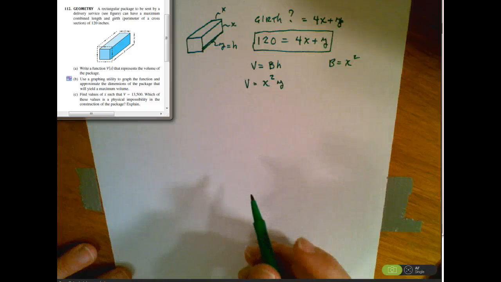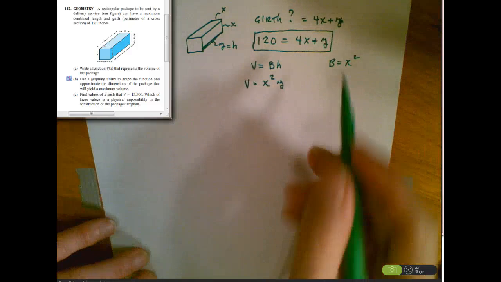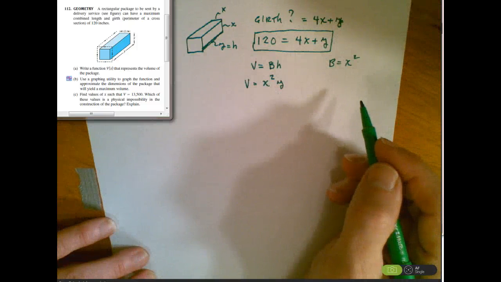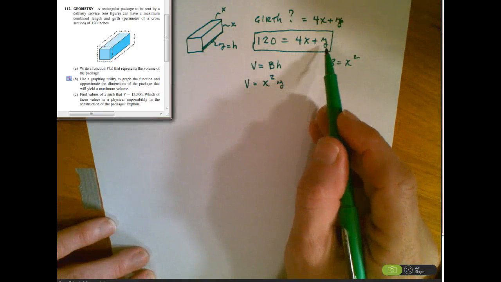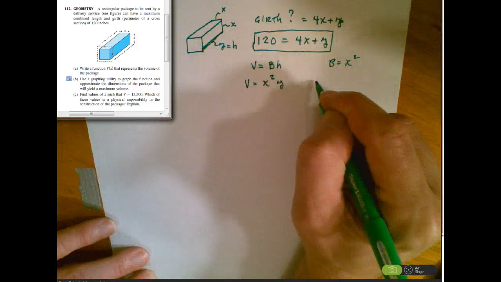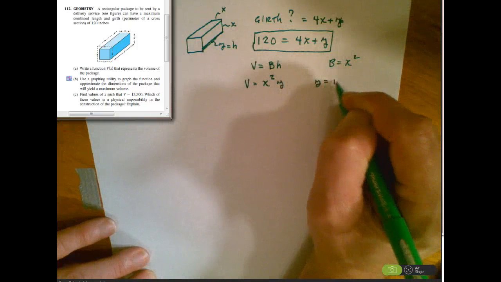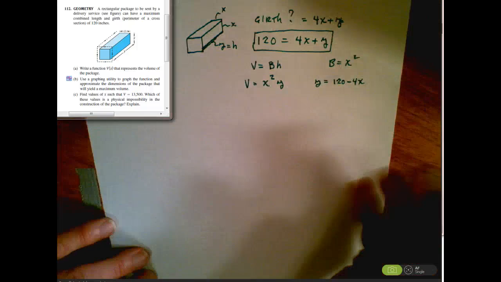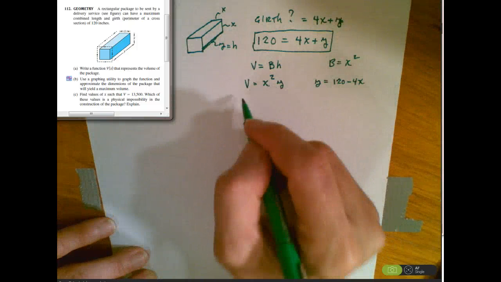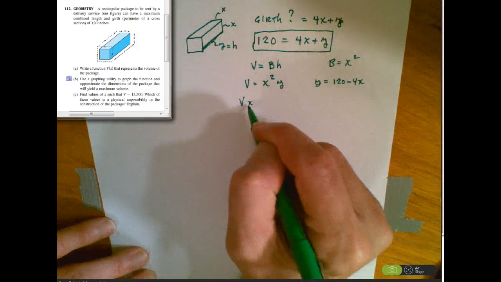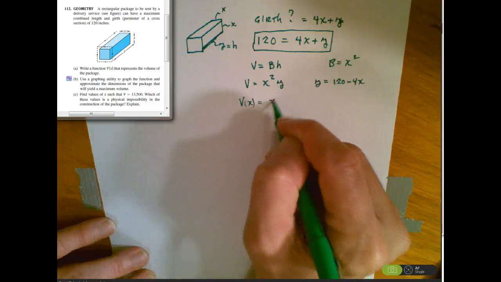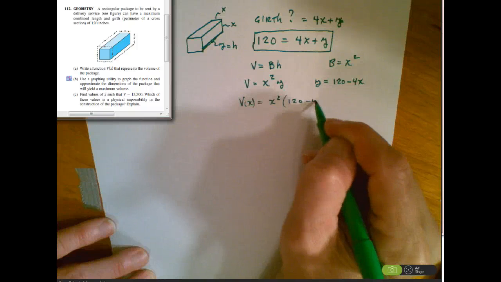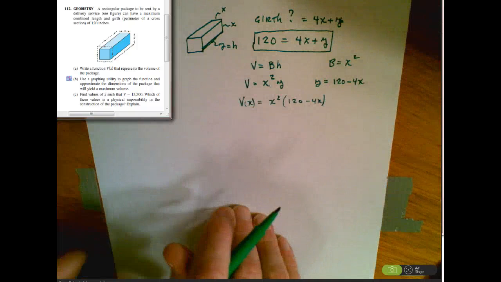The problem is it wants it as a function of x only. I think what we're going to do is look at this constraint equation and solve that for y. If we do that here, we can see that y is equal to 120 minus 4x. So since y now is a function of x, I can substitute in and make the volume strictly a function of x by writing x squared times 120 minus 4x. Okay, that's what I would go with.